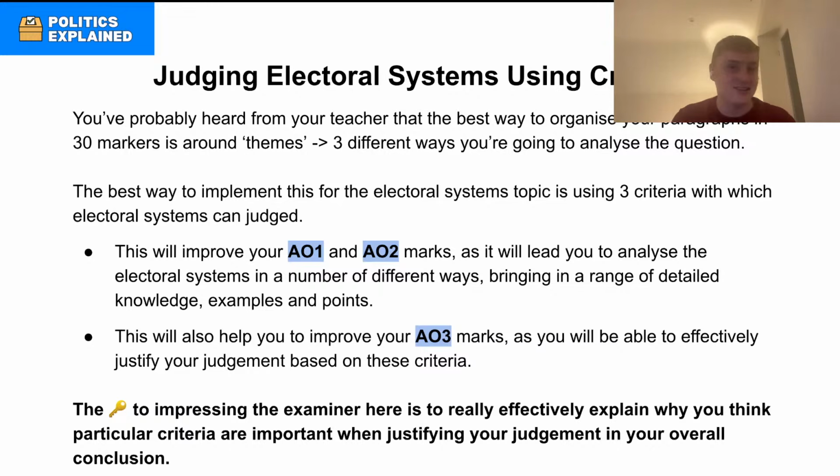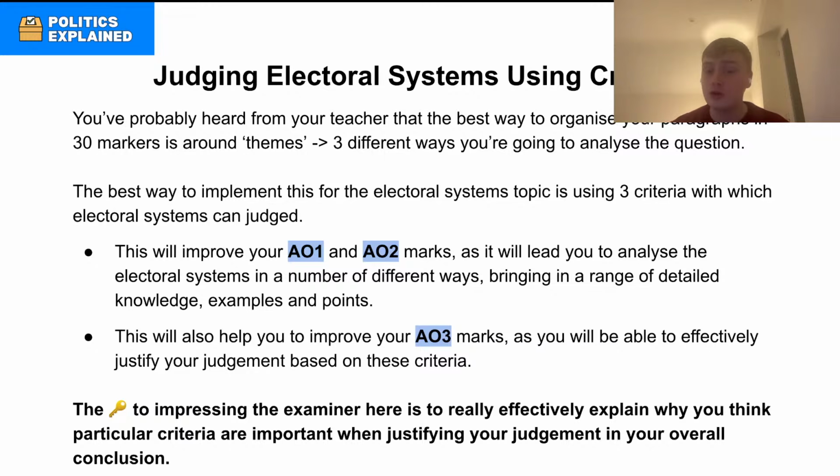And that's the really key way. We're going to use criteria in these electoral systems essays. This will firstly improve your AO1 and AO2 marks, as it will lead you to analyse the electoral systems in a number of different ways based on these 3 criteria, bringing in a range of detailed knowledge, examples and points.